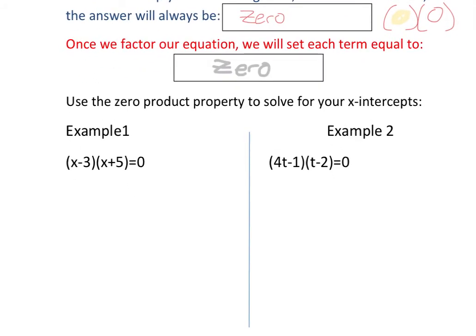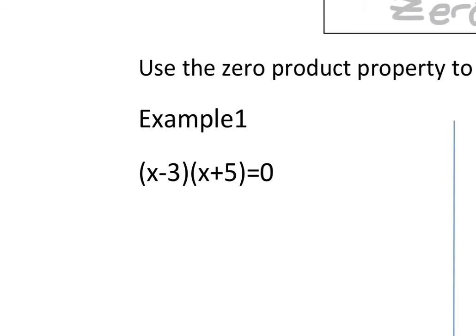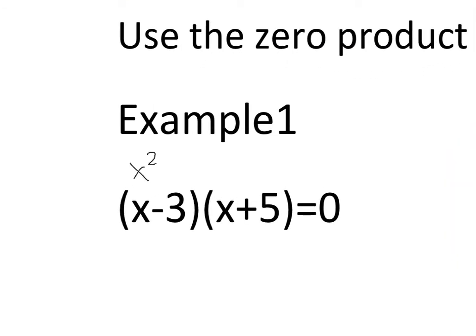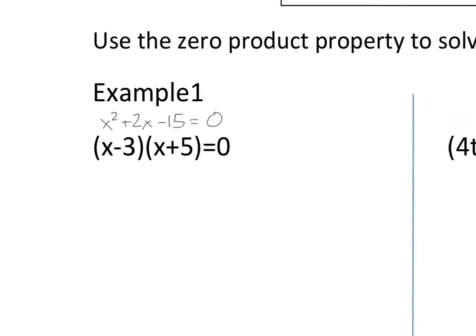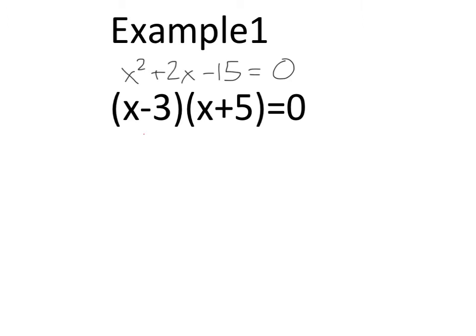And here are some examples that I've already factored for you. It says use the zero product property to solve for your x-intercepts. So what's going on here is that this original equation would have been x squared plus 2x minus 15 is equal to 0. I've already factored it for you to x minus 3, x plus 5. To solve for this now, what we're going to do is use the zero product property, to where if I can figure out what makes this piece equal to 0, when it multiplies by the x plus 5, everything is equal to 0. If I can figure out what makes this piece 0, anything multiplied by 0 is equal to 0.